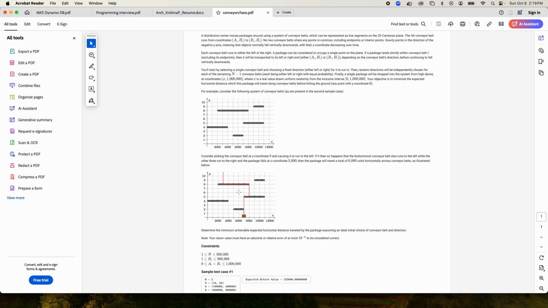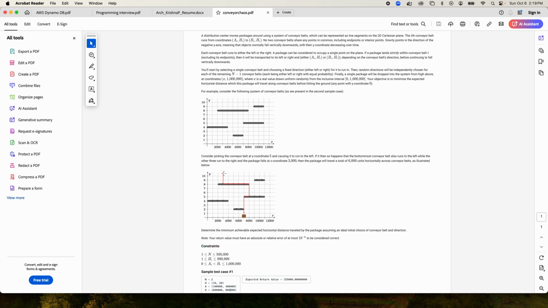The problem here is that a package can be dropped from 0 to 1 million points on this x coordinate at any place with equal probability. So that means a probability of 1 out of a million where the package can be dropped, and the package is always dropped at the highest point, so it should cover all the conveyor belts, right?